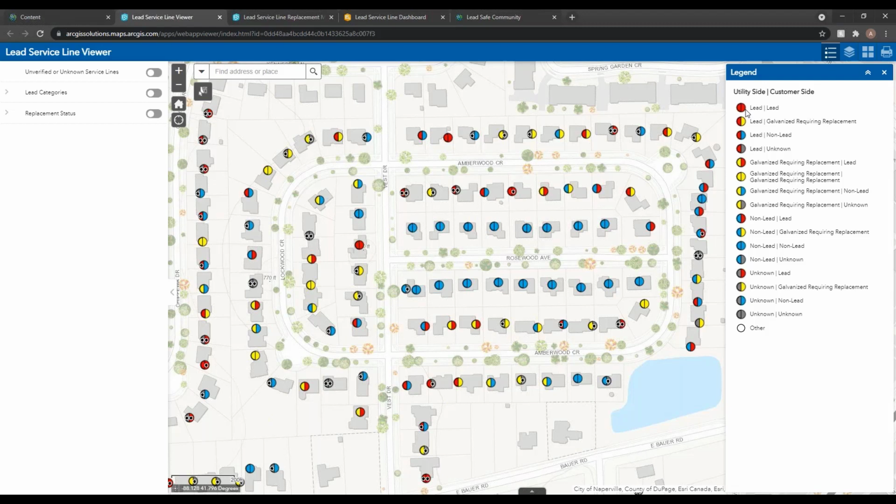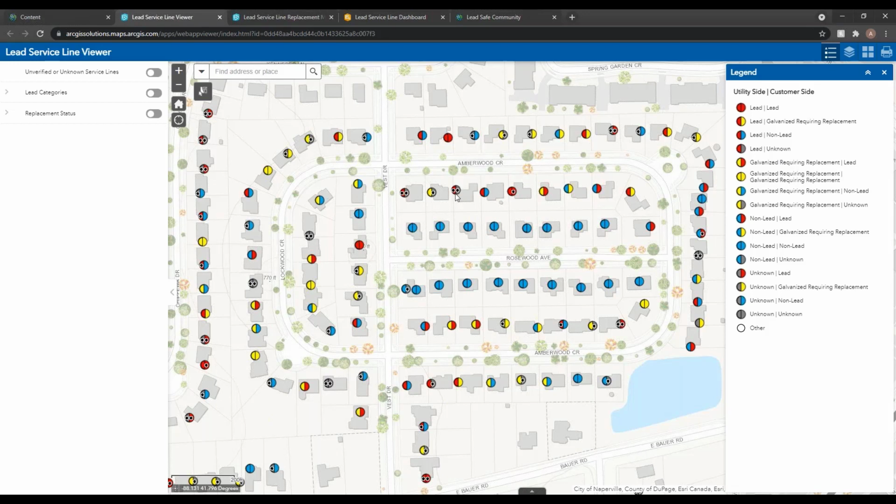And there are 4 categories. The red is lead, yellow is galvanized requiring replacement, blue is non-lead, and gray is unknown. And those 4 categories were taken from the lead and copper rule revision, and 4 on each side. There's a combination of 16 different categories.